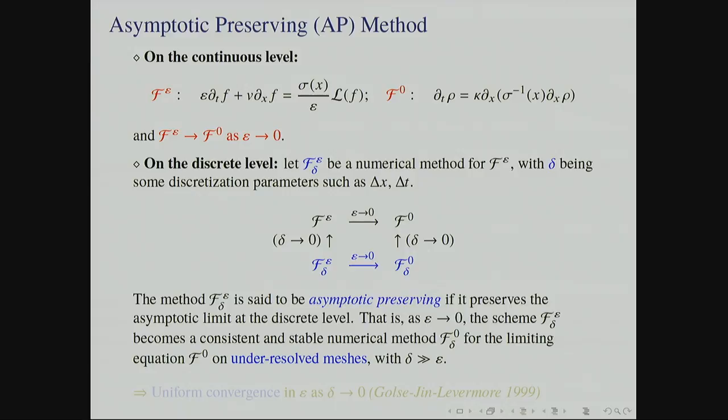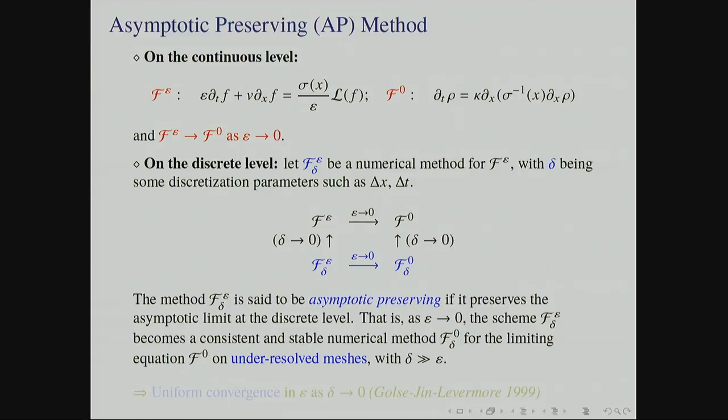So what do we mean by preserving the property in the limit on the discrete level? Well, I have two parameters, epsilon and delta. I fix my mesh and let epsilon go to zero. You want to see whether it has a limit. If it has, whether this limit is a good approximation for the limiting model. That's how we define an AP method. I do want to emphasize this is for an under-resolved grid. You solve things on a mesh which is a lot bigger than the epsilon scale.